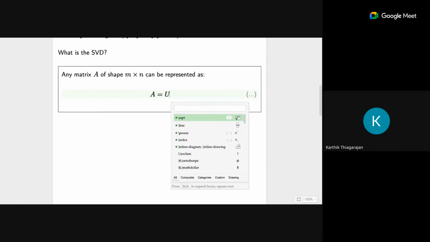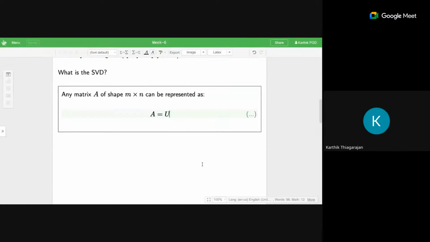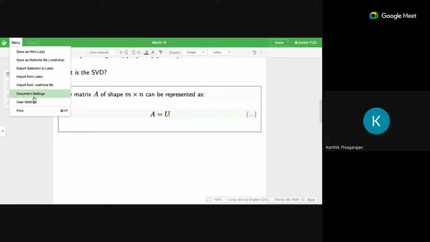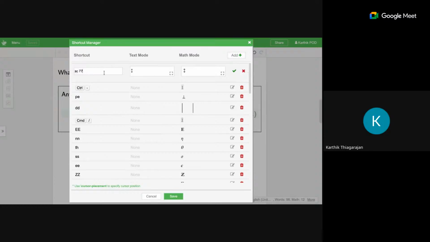Sigma. So this I haven't. Okay, wait. I need a shortcut for this. Otherwise, I'll end up. Once again, just give me 1 minute. You have to configure one shortcut. Just have a shortcut for sigma. So this is called sigma.